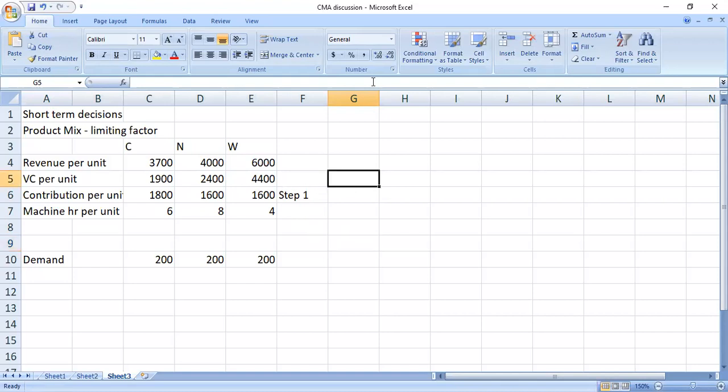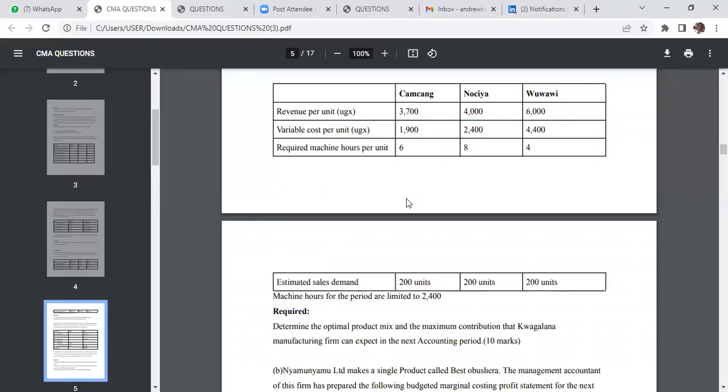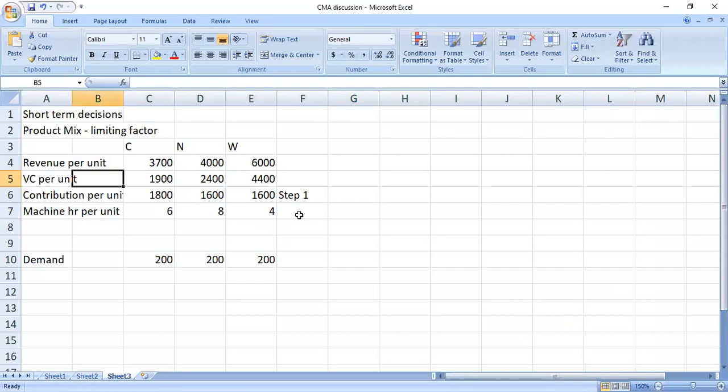But maybe if I may just take you shortly through the question, emphasizing that this is the question. The products were given to us, but I'm using letters for each product, and I'm going to extract the information the way it is. Maybe what I forgot to extract is the machine hours. The limit is 2,400. This is what is in my worksheet. Machine hours, I have a total of 2,400. This is the maximum I have, hence the limit.